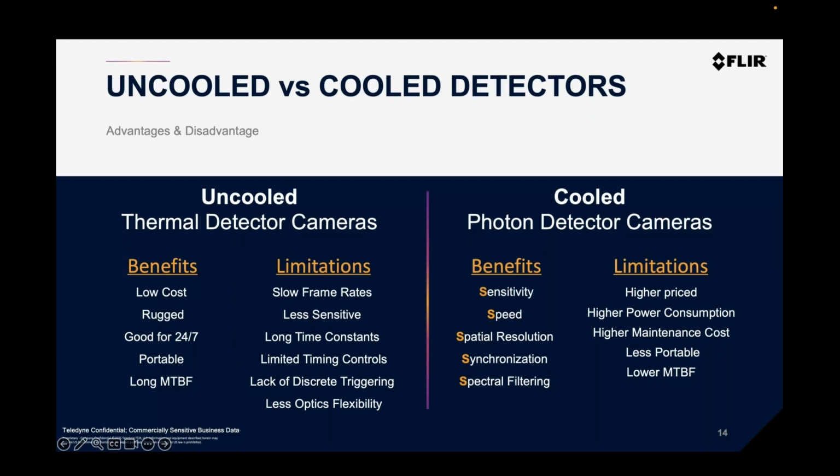And as for limitations, since the photon detectors need to be actively cooled, they draw a lot more power, which makes them generally larger and less portable. And since the mechanism for cooling is typically a Stirling engine, they require routine service and have lower mean time before failures on average. So we call these the 5 S's, and we're going to go over just a couple of them now to give you an idea and some practical examples.